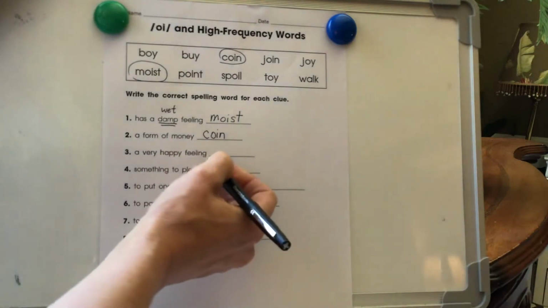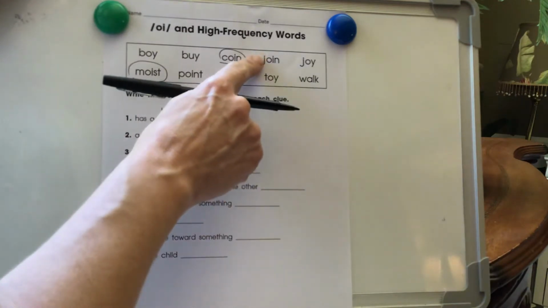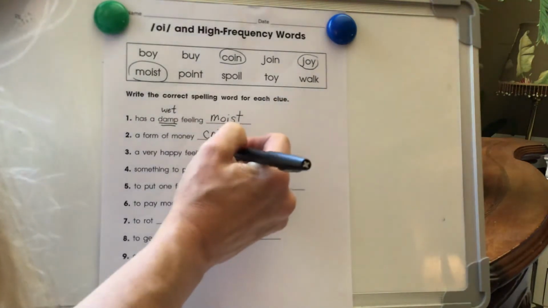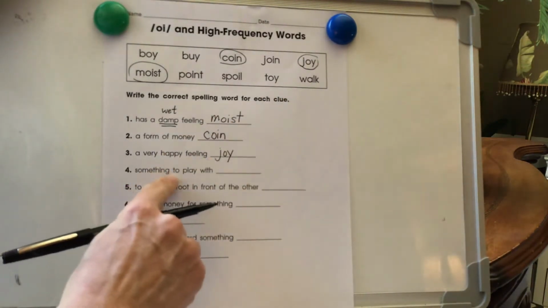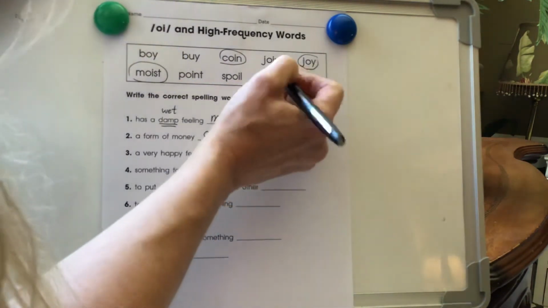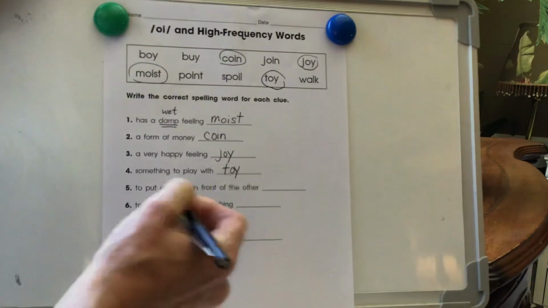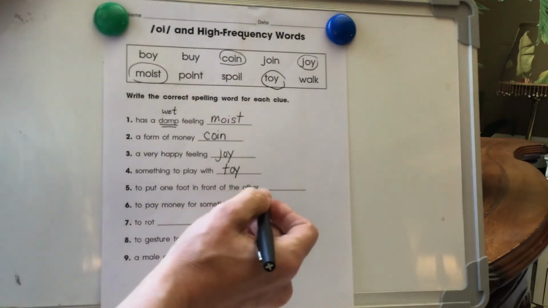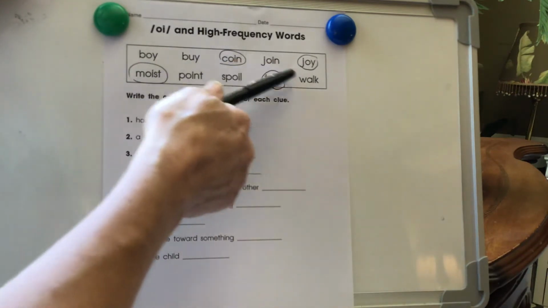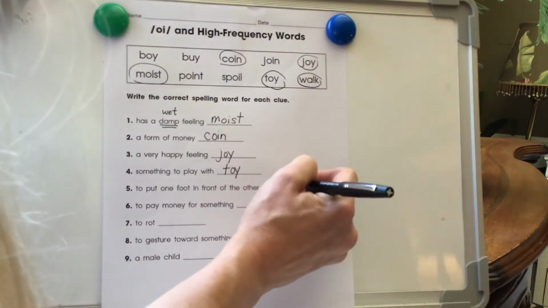Okay? A very happy feeling. Is a boy a happy feeling? Buy, point. Which of these words mean happy? Toy, joy. Joy is another word for happy. Something to play with. Boy, buy, point, spoil, toy. Here we go. A toy is going to be something that you play with. To put one foot in front of the other. Boy, no. Buy, point, spoil, join, walk. There we go. It means to put one foot in front of the other is to walk.